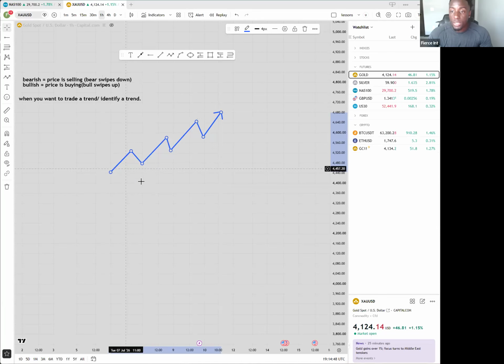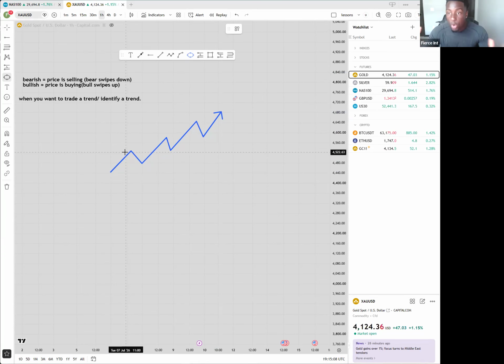Now, what you need to look for in a buy trend: when I first started trading, I would always place my buy entry when price is at the highest. So when I open my phone, I'm looking at price. Oh, price is actually buying right now. It's buying. I need to place my buy trade because it's buying.